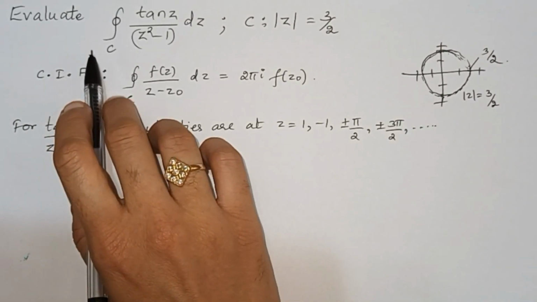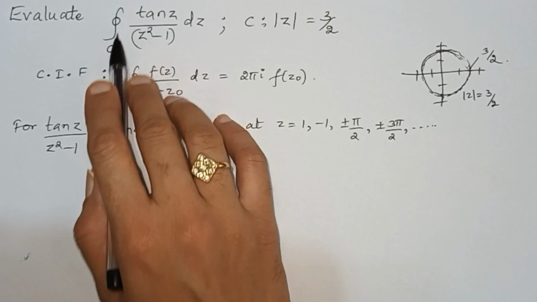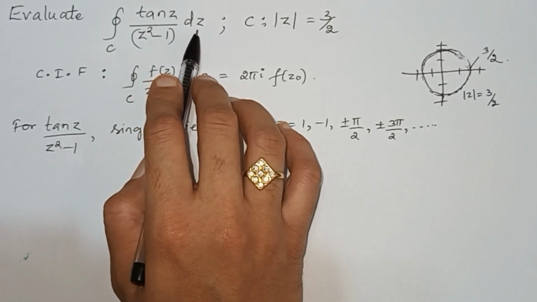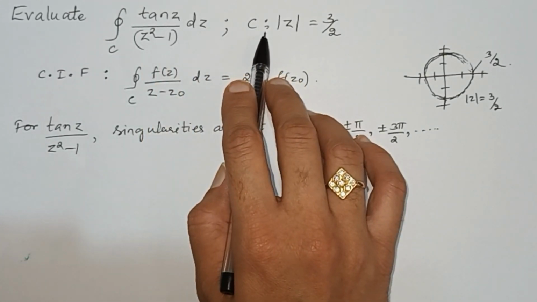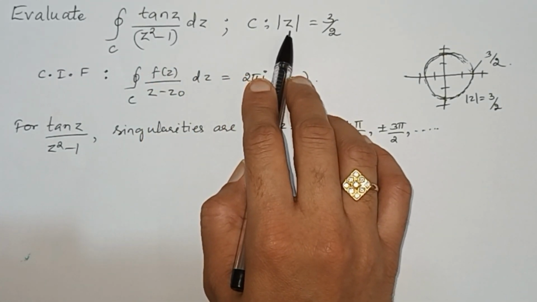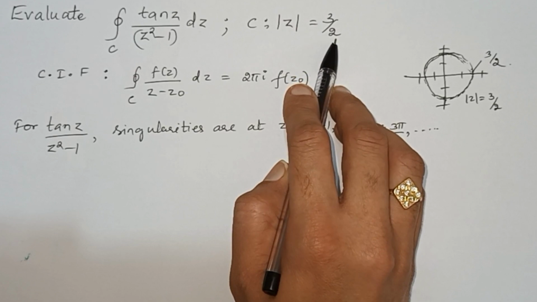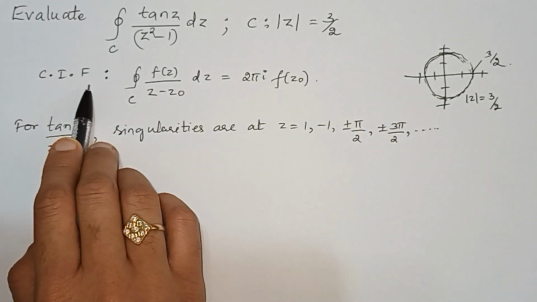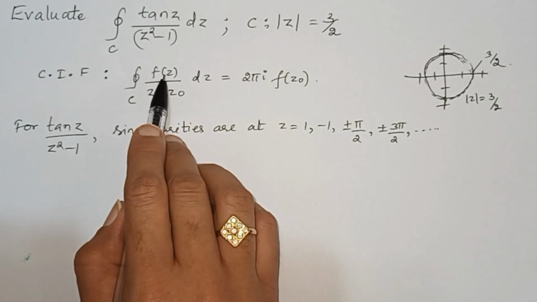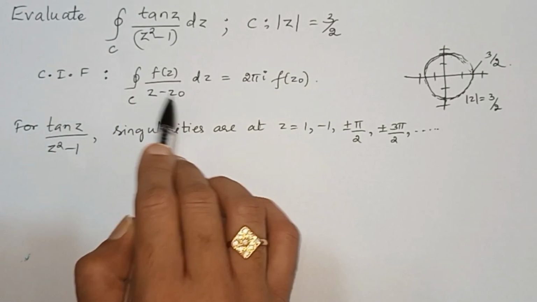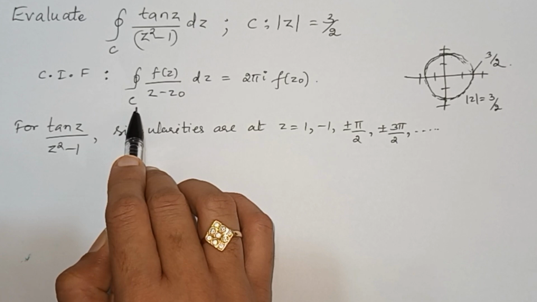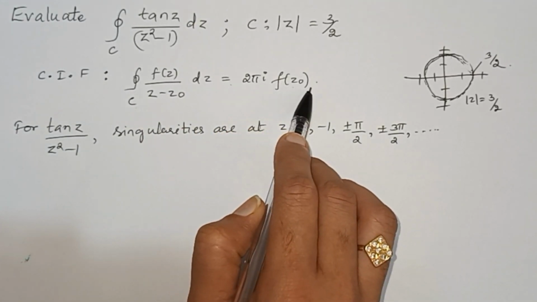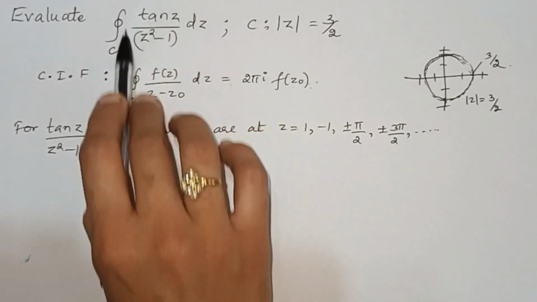Now consider one example. Evaluate this integral over C tan z by z square minus 1 with respect to z, and the closed curve is a circle with center at the origin and radius is 3 by 2 units. So first let me write the Cauchy integral formula. Integral of f of z by z minus z0 over any closed curve C is given by 2 pi i into f of z0.